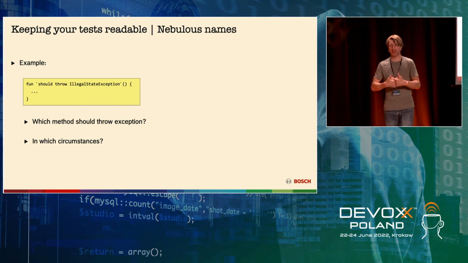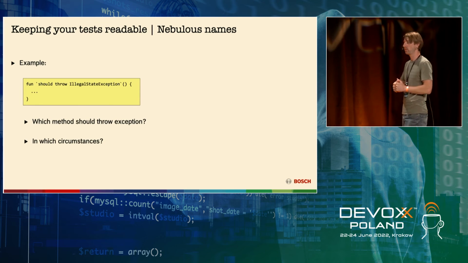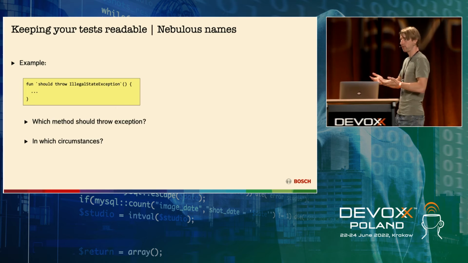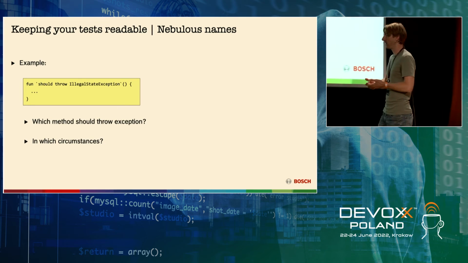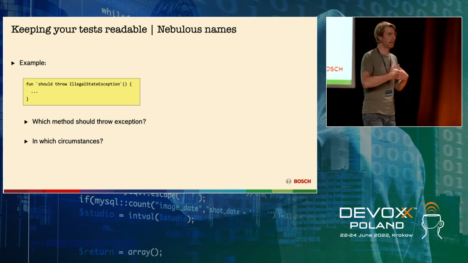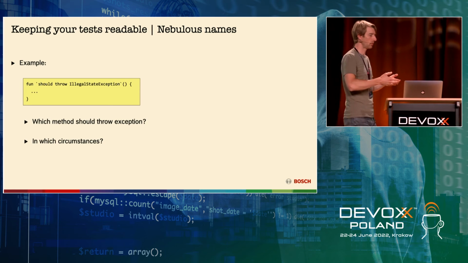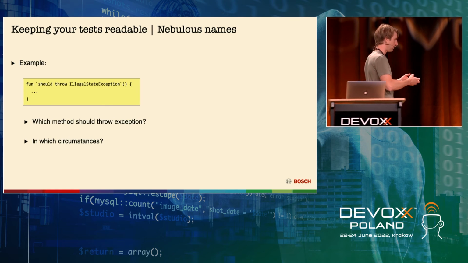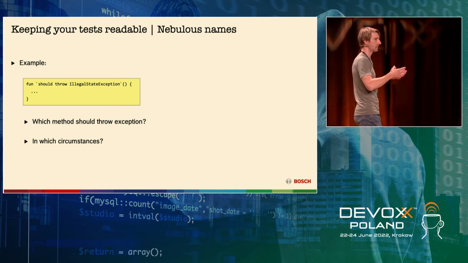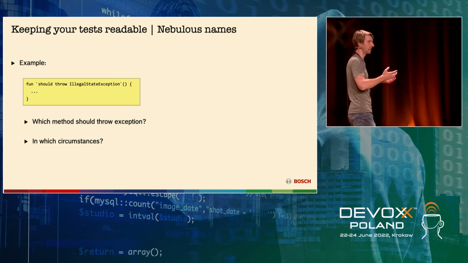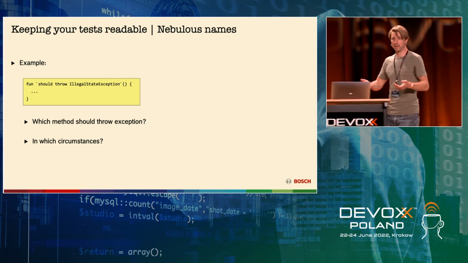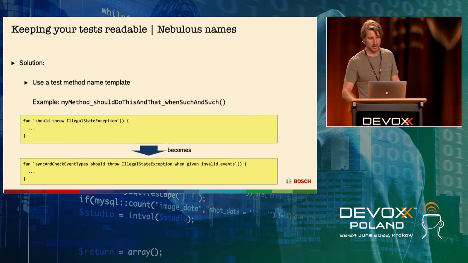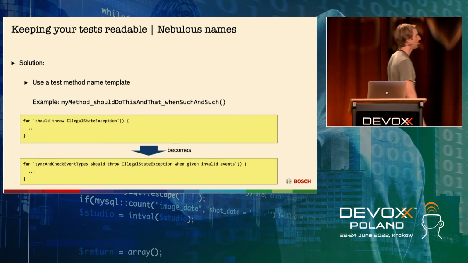So if you come across this, you might ask yourself, okay, which method should throw an exception, and in which circumstances? And this could give you a valuable head start to better assess the situation and the severity of that test failure. And again, the fix for this is also really simple. Just use better naming for your test methods.